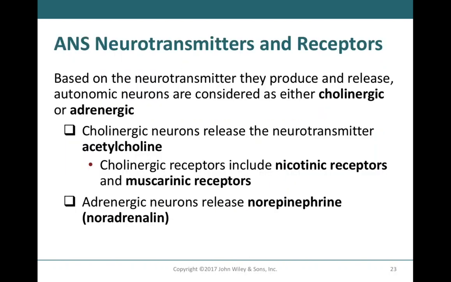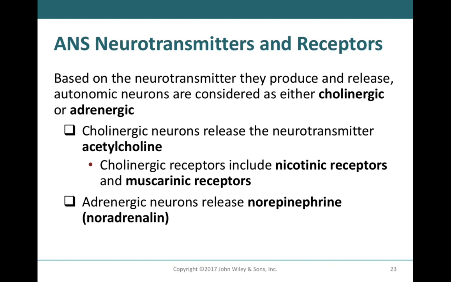So the next major topic that we're going to cover in the autonomic nervous system are the two different types of neurons and the different receptors that we find on each of those neurons. This is where things often tend to get a little confusing, so I encourage you to take some extra time with this material if you need to.